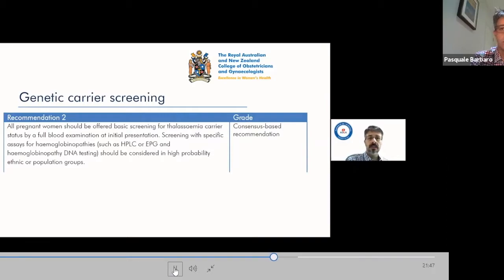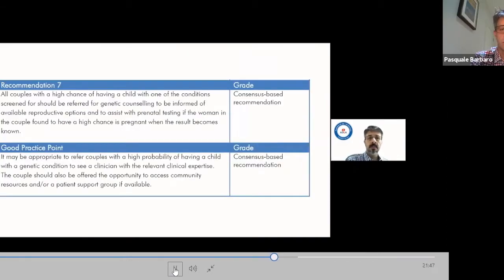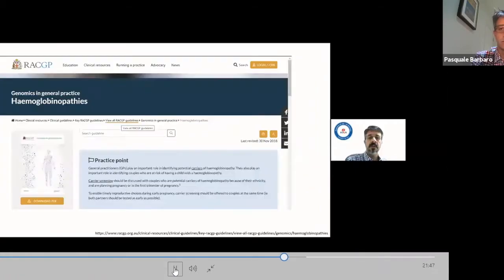The document also says that all couples with a high chance of having an affected child should be offered genetic counselling, or it may be appropriate for that couple to be seen by a clinician of the relevant expertise. So again, genetic counselling, but also potentially the couple being referred to a paediatric haematologist to discuss what it's like for patients with sickle cell disease before they go on and think about their options.